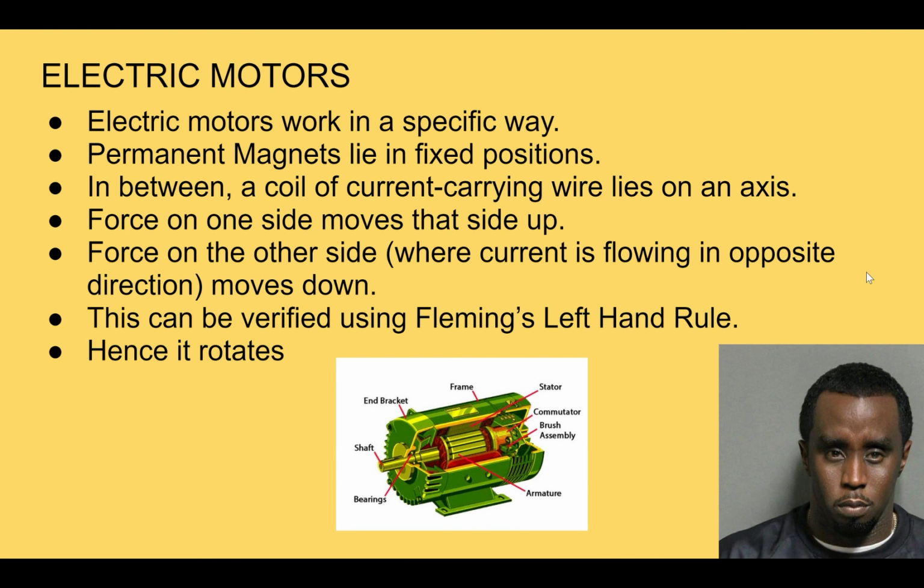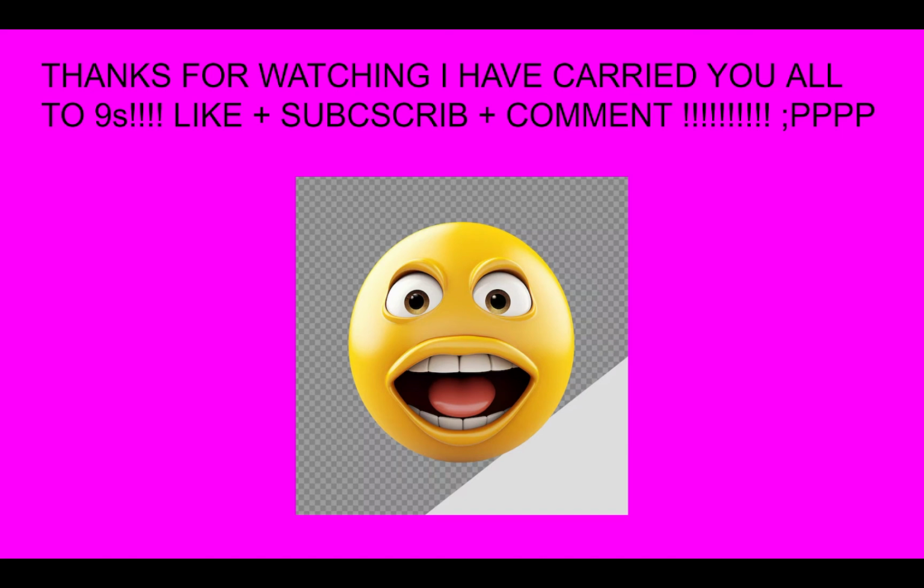Electric motors work in a specific way. Permanent magnets lie in fixed positions, in between a coil of current-carrying wires on an axis. Force on one side moves that side up, whereas force on the other side, where current is flowing in opposite direction, moves down. This can be verified using Fleming's left-hand rule. Hence it rotates.